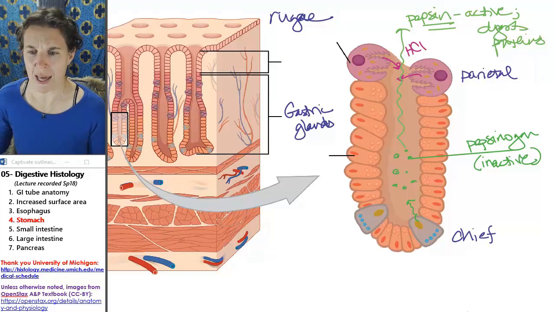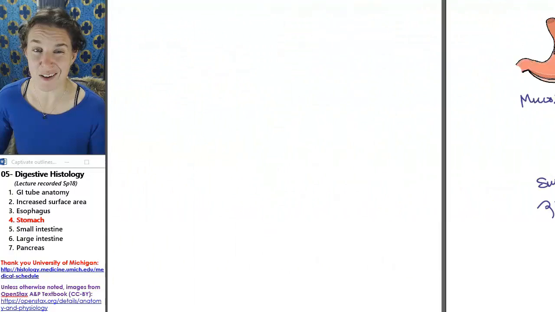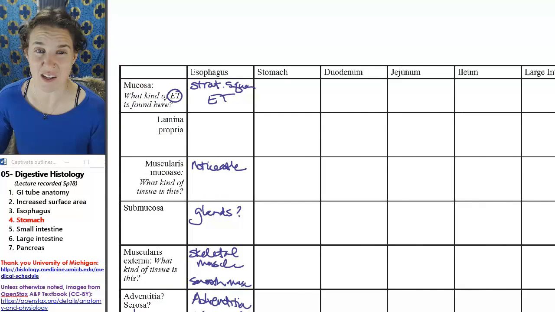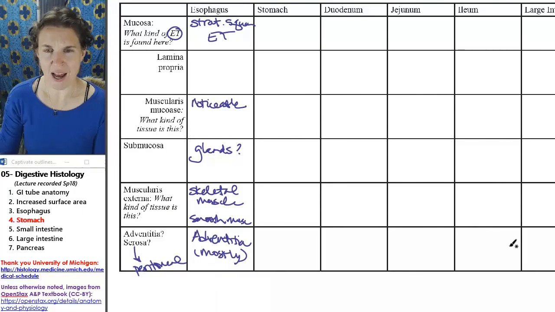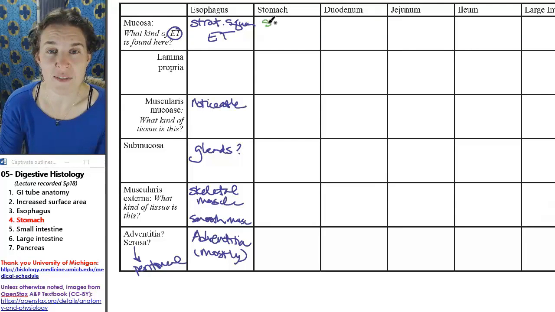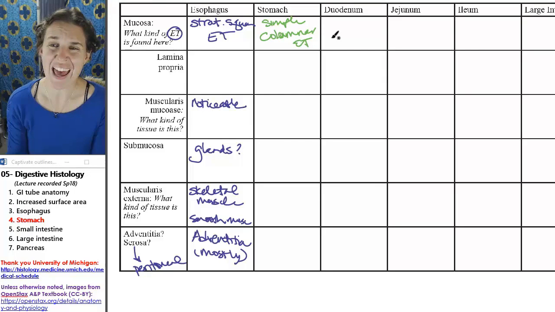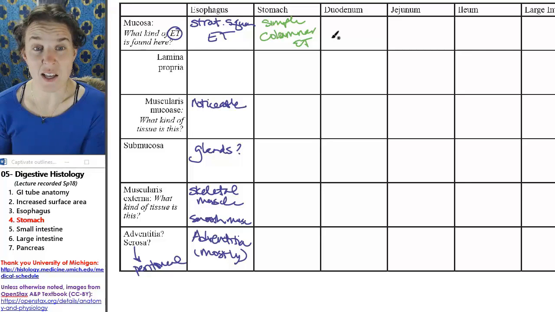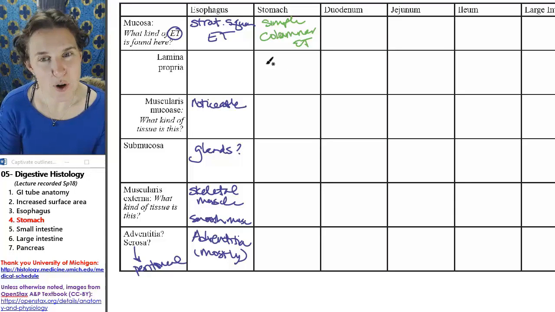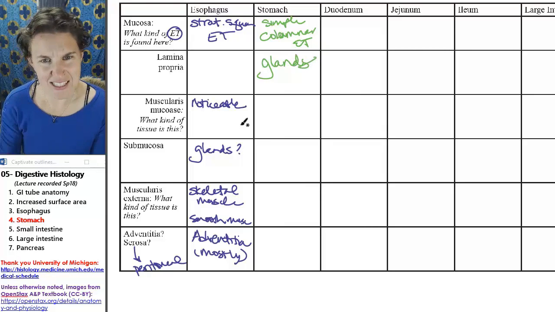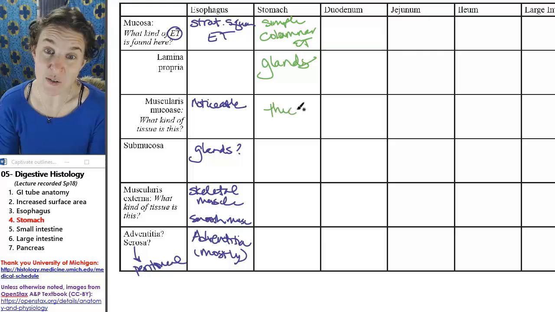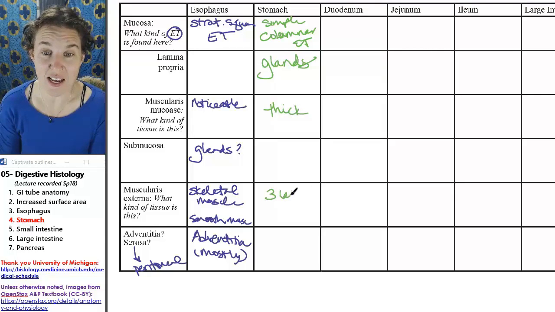All right. Let's go look at our diagram or our chart or whatever that thing was. I'm going to make a note that we have simple columnar epithelium, and then I'm not going to note it anymore because it's not significant. The lamina propria is full of glands, and that is significant. I think the muscularis mucosae is thick, and definitely muscularis externa has 3 layers.